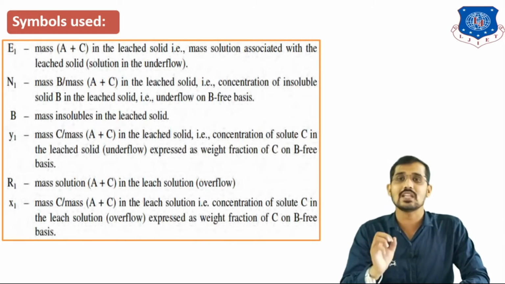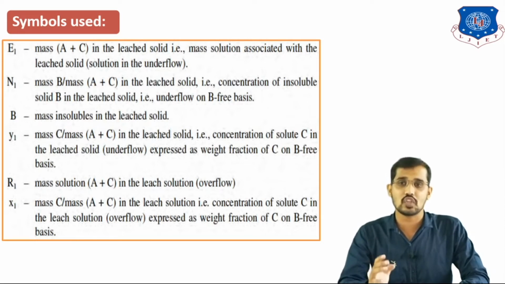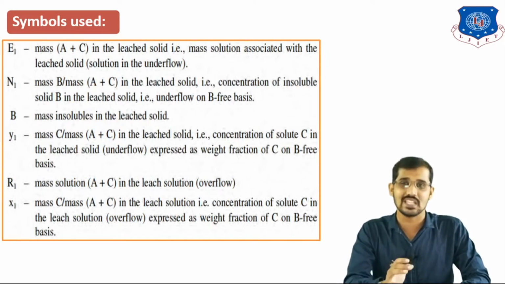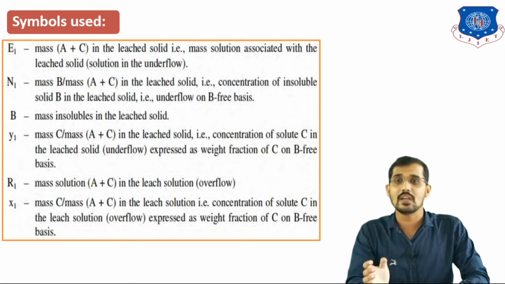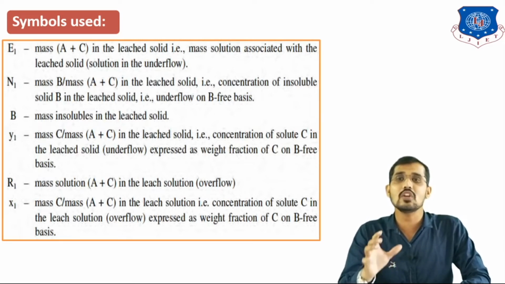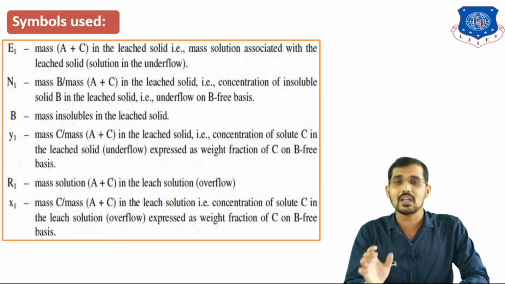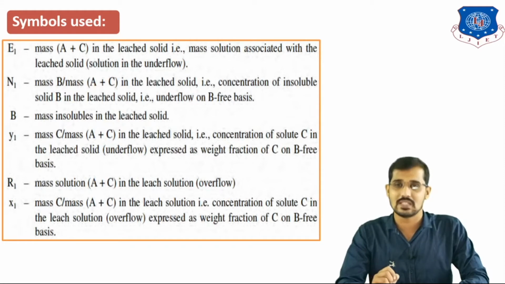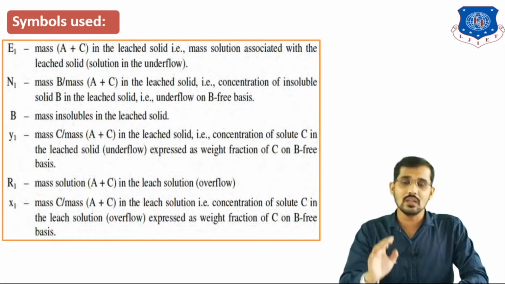Before that, you can see what X1 is. X1 is the mass fraction of the solute C in the overflow, given by mass of C divided by total mass, that is A plus B plus C. We are writing this fraction, the denominator or any mass fraction, on the insoluble component free basis. Insoluble is nothing but component B. So we can write X1 as mass C divided by mass A plus C. We are not going to consider component B here because we are writing all these fractions on the insoluble free basis, that is component B free basis. So this is all about the symbols used in the leaching process.